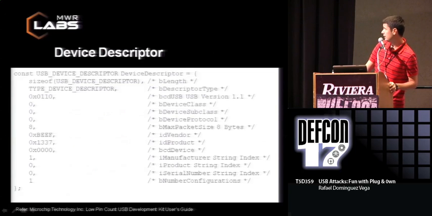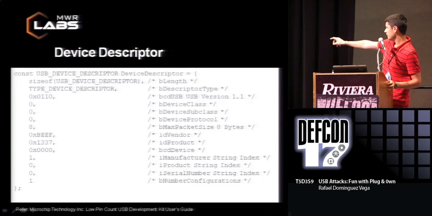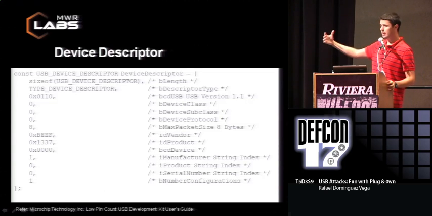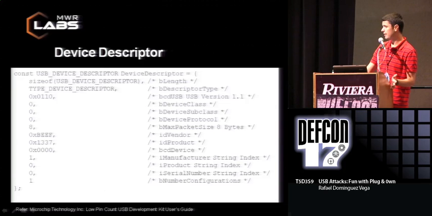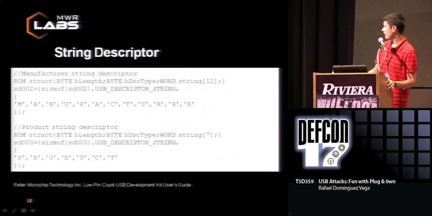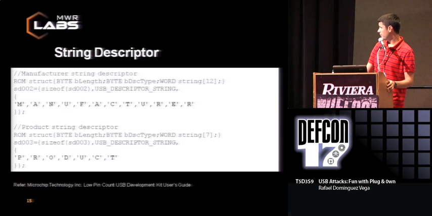And here we can see how a device descriptor looks like. We can see the vendor ID and the product ID, which are what is going to be used to identify the USB device and the driver that will be used in the communication. And here we have a string descriptor. As we can see, it's human readable data, and we have the manufacturer name and the product name.